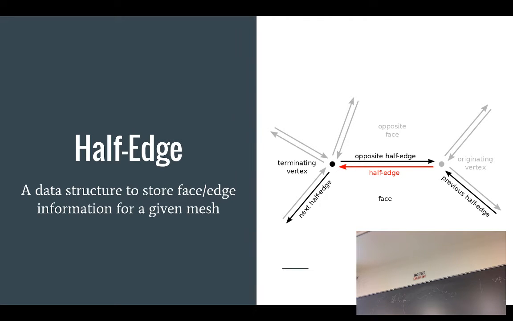And essentially those half-edges are vectors that point from a source to a destination vertex. So you have vertex A and vertex B, and 2 half-edges stacked on each other comprise 1 full edge.